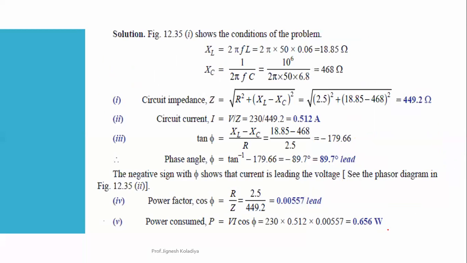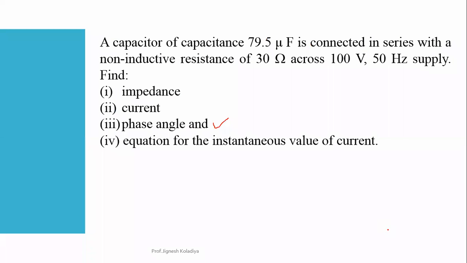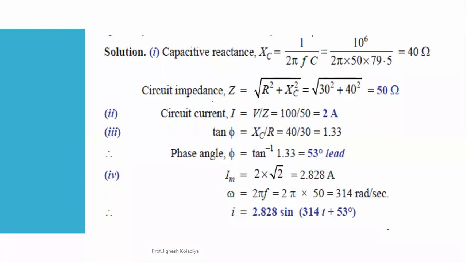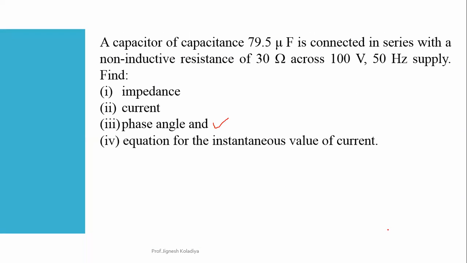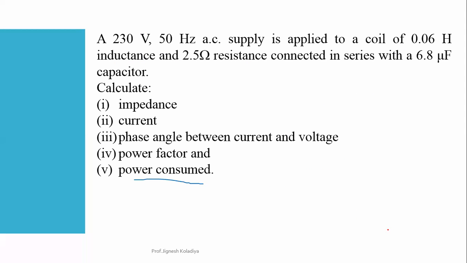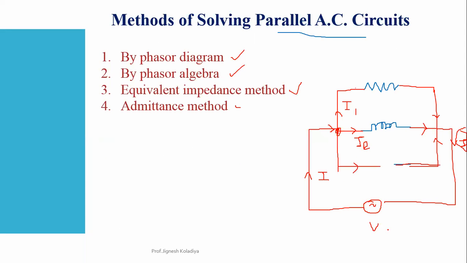Now let me give you the summary of today's session. We have solved two numericals today. One is based on an RLC series circuit and another one is based on an RC series circuit. Then we started methods for parallel AC circuits, I gave the introduction of parallel circuits, and then we started our method number 1. In the next session, we will discuss the remaining portion of method 1, and then we will start all these three methods.